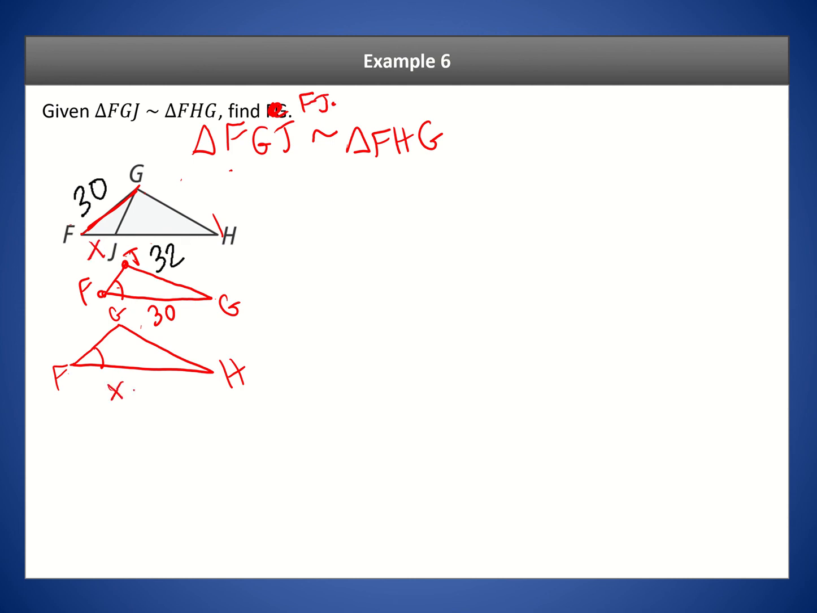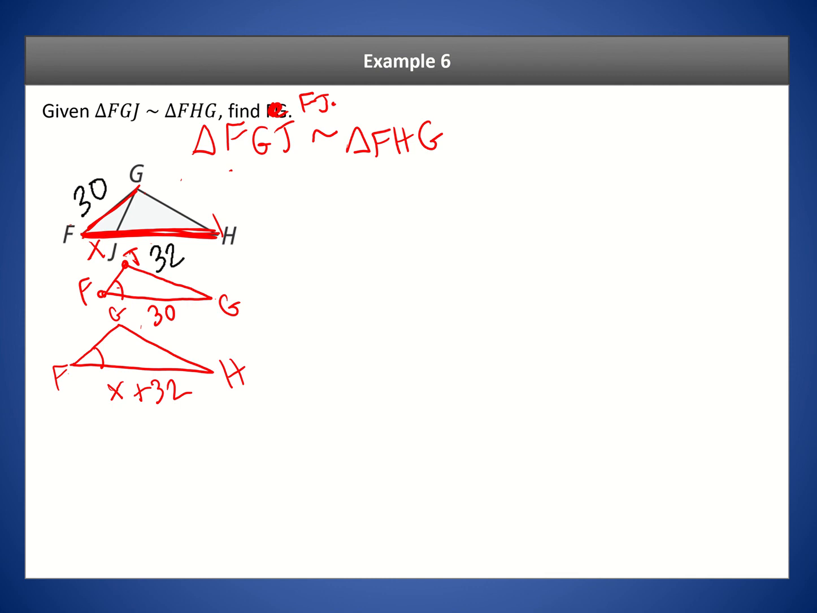So that means this here is x plus 32 in the big triangle. So this big triangle, this side right here, is a total of x and 32. All right, so we got our two triangles. Let's go ahead and set up our proportion.